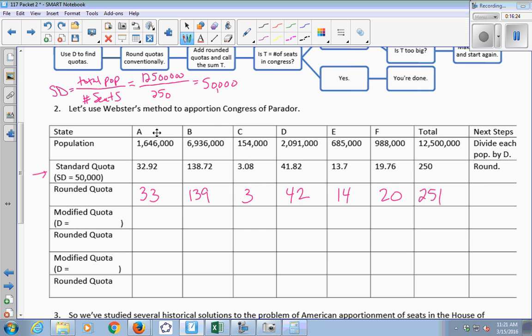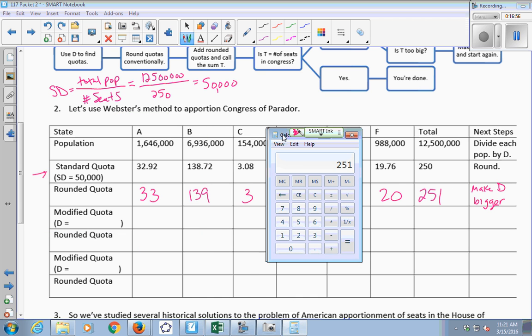So you use the exact same rules as with Webster's and Adams. When you give out too many seats, that number is too big. How do you change the divisor? Make it bigger. Make D bigger. Because if you divide by a bigger number, all your answers will be a little bit smaller. And that 251, we're hoping to bring down to 250. We're only off by 1 seat, so we only have to change by like 0.5%.